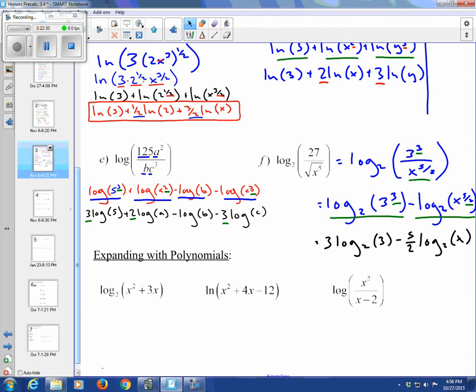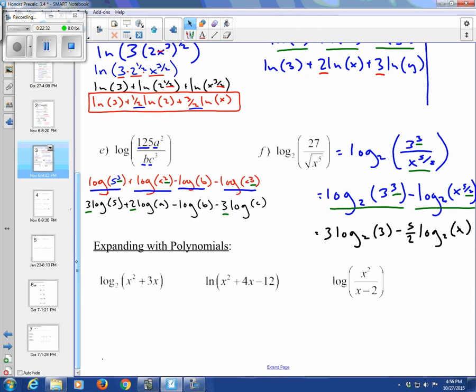So right here, expanding with polynomials. So right here, we have some polynomials inside our logarithms. Polynomials, and we should say rational expressions. And what we want to do here is factor these guys as much as we can, right? And then expand them into logarithms. So I'll give you guys an idea what I'm talking about with this first one.